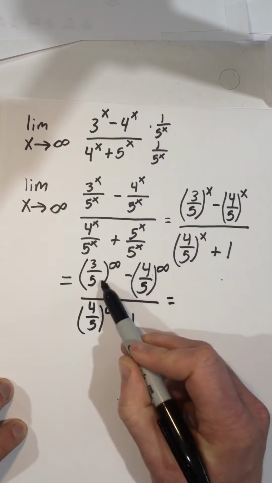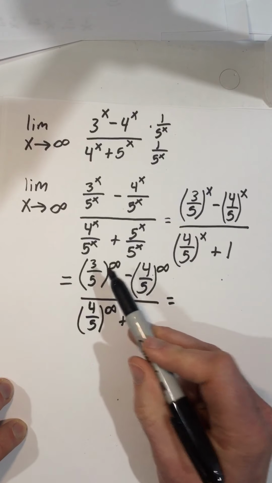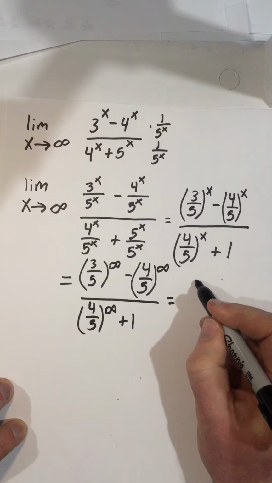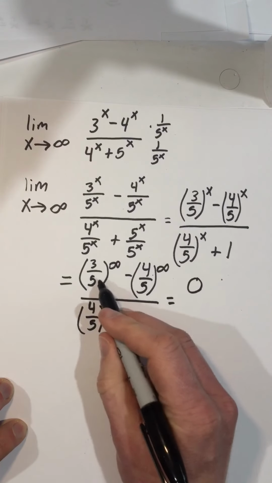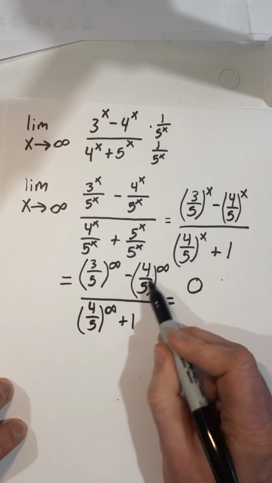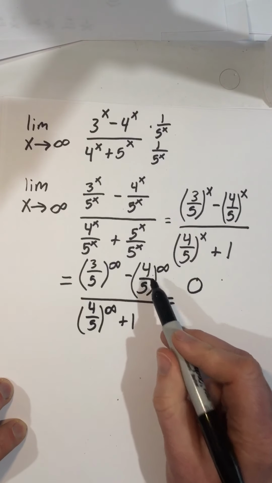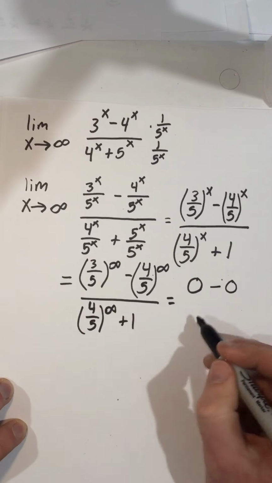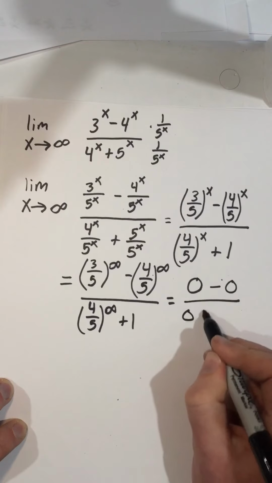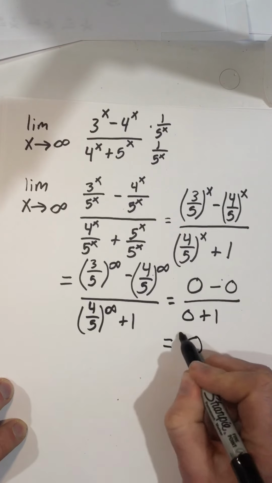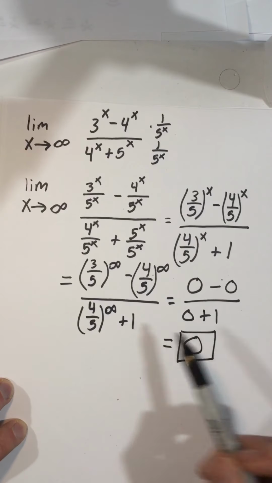That's going to give you 3/5 to the infinity. 3/5 times 3/5 times 3/5. You keep multiplying that, you get closer and closer to 0. So its limit would be 0. 3/5 to the infinity, its limit is 0. This is also getting closer and closer to 0, 4/5 times 4/5 times 4/5, minus 0. If this one on top does, this one on the bottom does. So that's 0 plus 1. So my limit is 0.